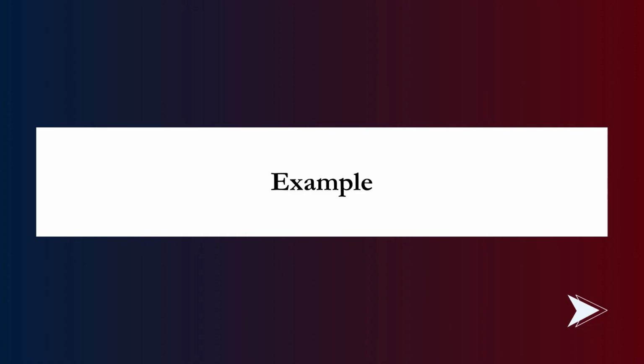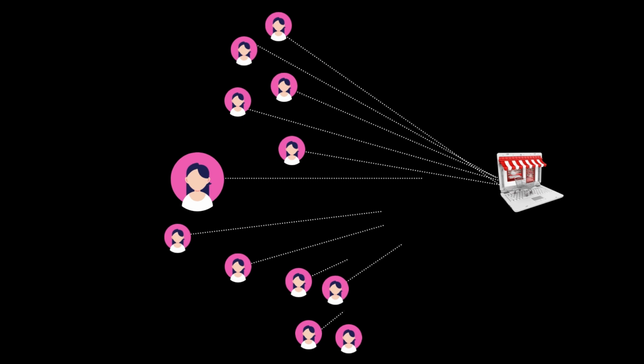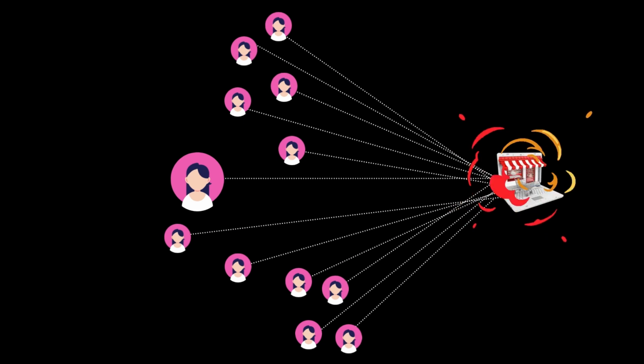To illustrate this concept, let's consider a scenario. Imagine a popular online shopping website. When a single user makes a request, the server handles it smoothly. But what if hundreds or even thousands of users make requests simultaneously? Without proper management, the server could crash under the weight of the traffic.